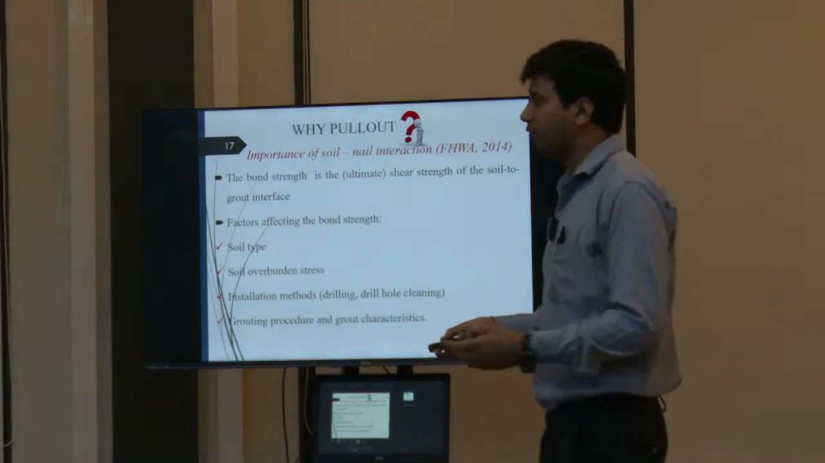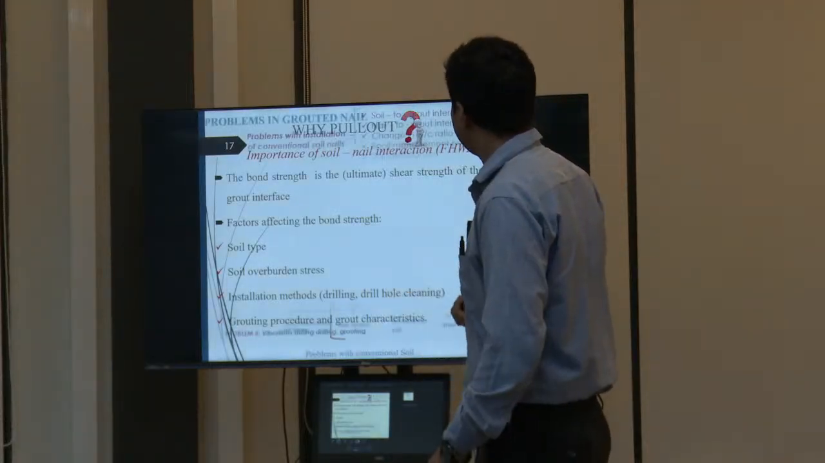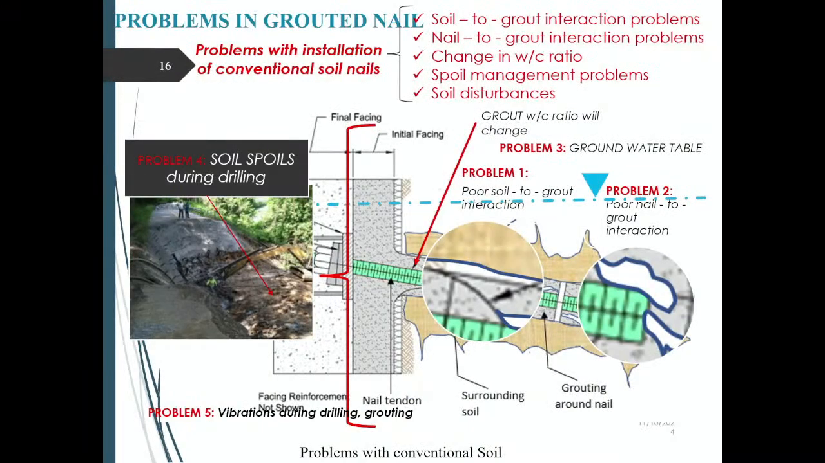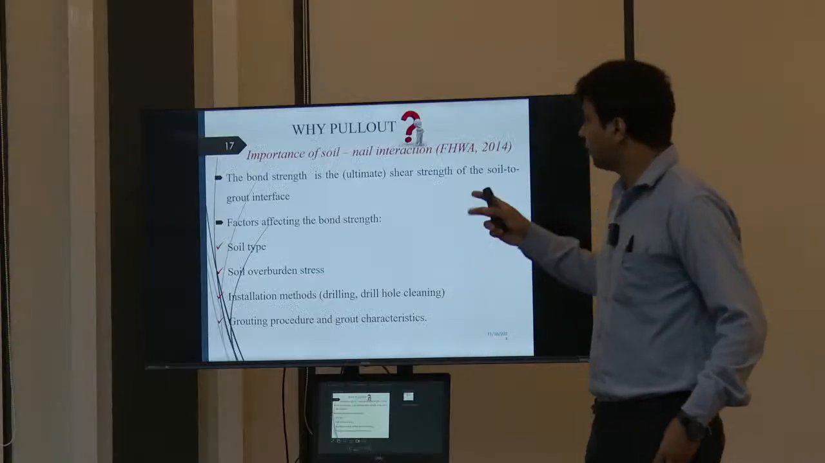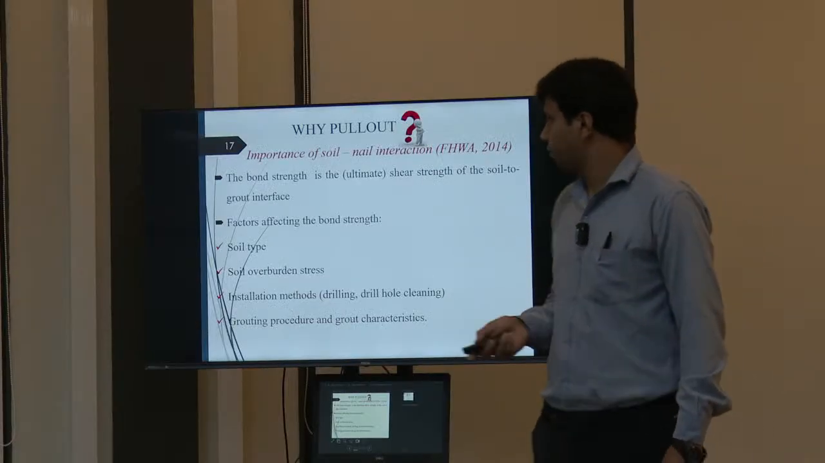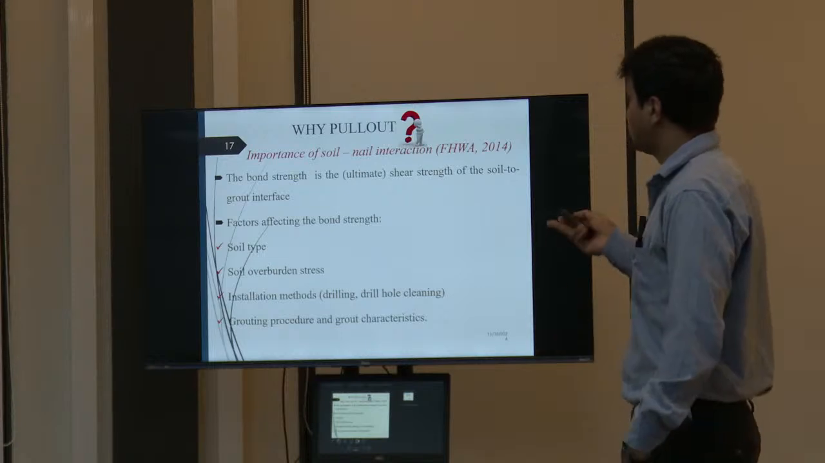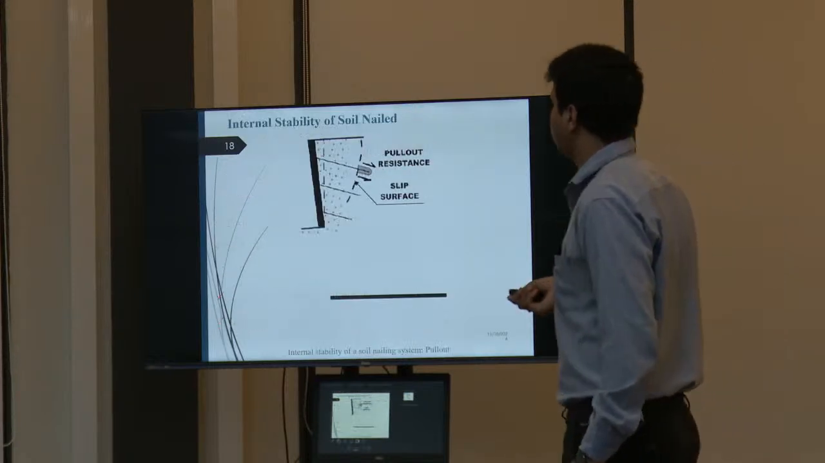So why are we discussing the pull out? After discussing this much of the problem, there is a resulting decrease in the pull out capacity. So why only pull out? Pull out is a property of the soil, not the material, which depends upon the soil type, overburden pressure, installation method, and the grouting procedure.